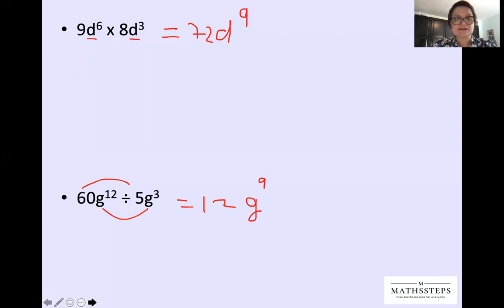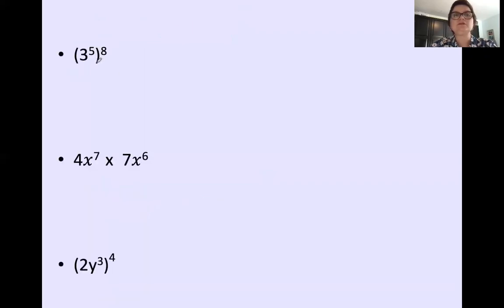Right. Next. 3 to the power of 5 to the power of 8. Remember the power of the power? What happens to the powers? We multiply these two together. The answer is going to be 3 to the power of 40.